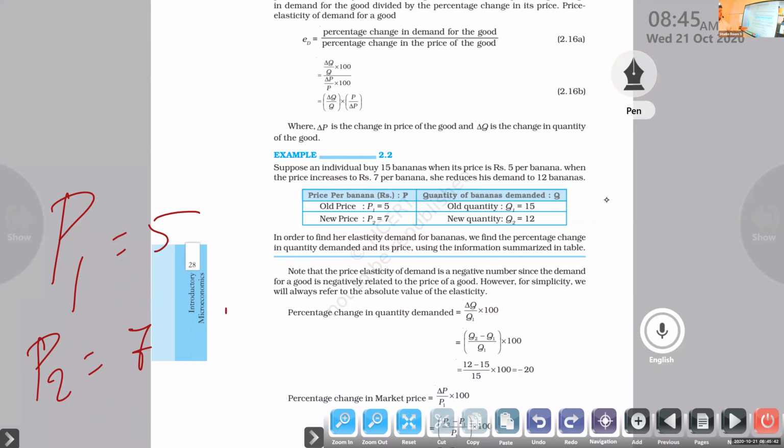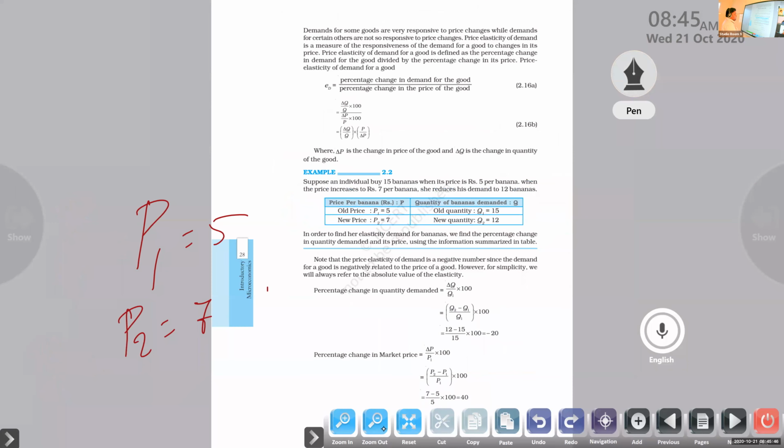Now we are going to convert that using these mathematical formulas. Percentage change in the quantity demanded is delta Q by Q1 into 100. So 12 minus 15, divided by 15, into 100 is equal to minus 20. Minus 3 divided by 15 is minus 0.2, into 100, minus 20. Just keep that in your mind.